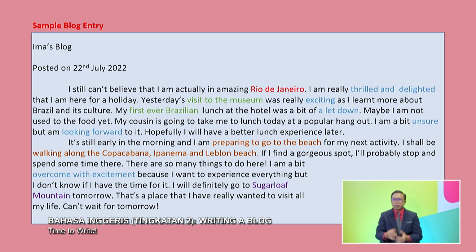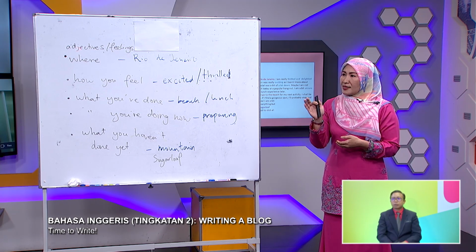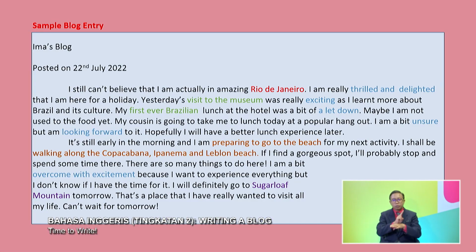So now moving on to what I'm doing now. I'm preparing to go to the beach, the ones in orange. I shall be... You use modals to let people know things that you want to do but you haven't done yet. I shall be walking along Copacabana, Ipanema and Leblon Beach. So these are places or things that I'm preparing to do. And the last bullet point in the question of the writing task: what you haven't done yet.